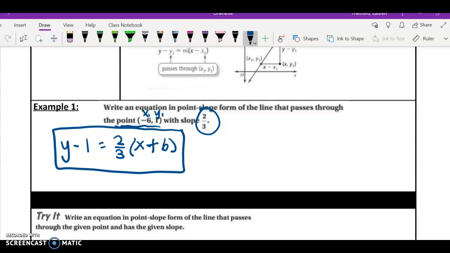So this form here is one of the easiest to write because we don't have to find that slope or that y-intercept. We don't have to find a point in the graph. We just take that one point that's given and we put it into our equation.